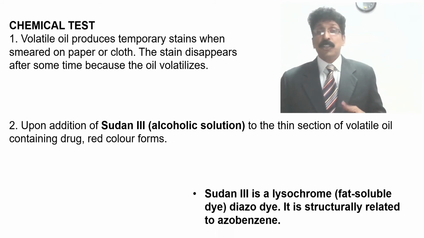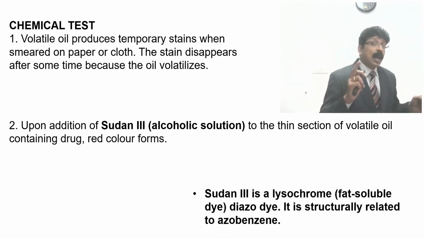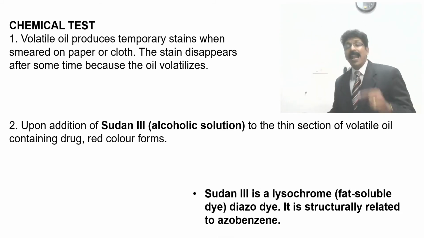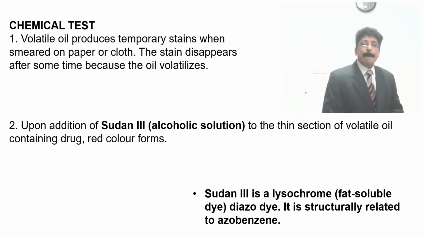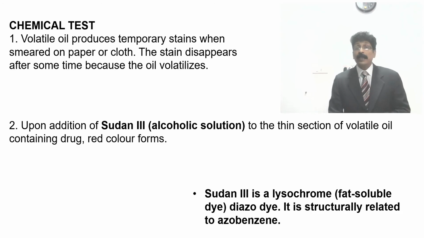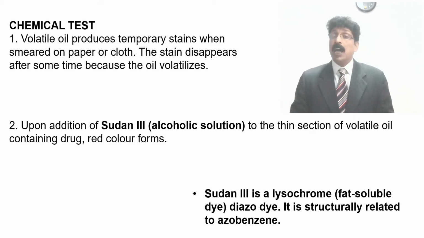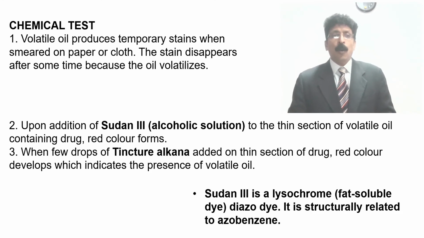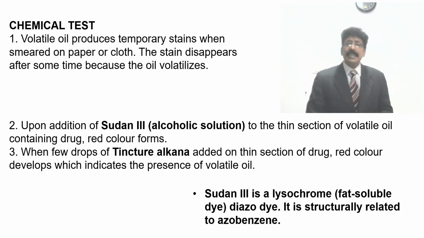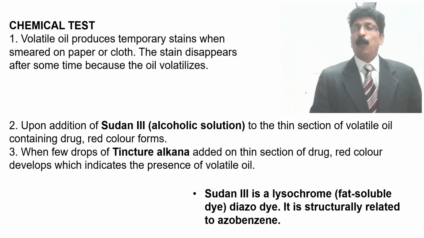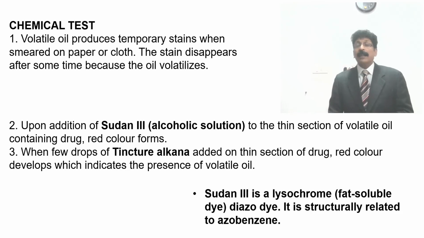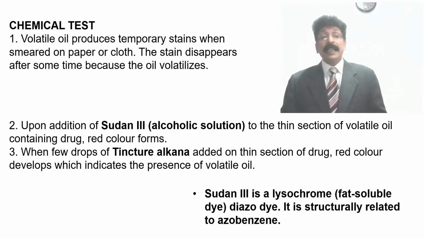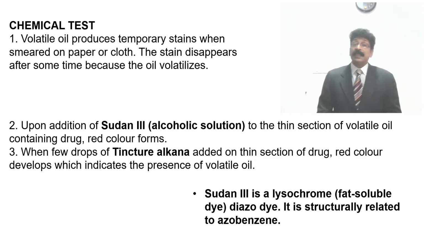What is Sudan III? It is a lysochrome, or fat soluble dye. It is a diazo dye, structurally related to azobenzene. When a few drops of tincture alkanna are added on a thin section of the drug, red color develops, which indicates the presence of volatile oil.